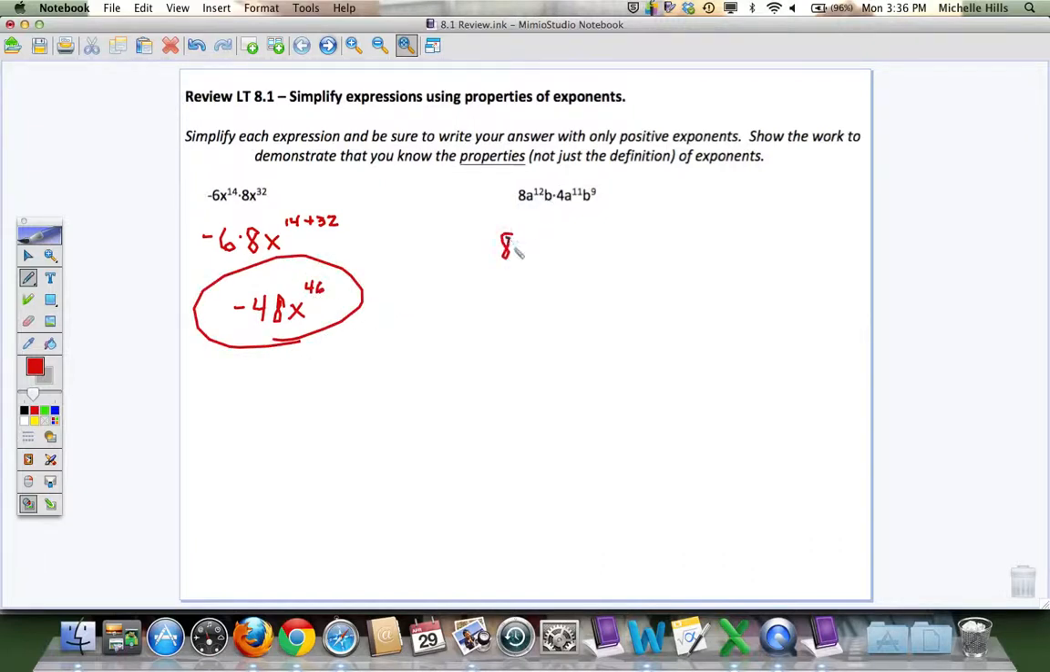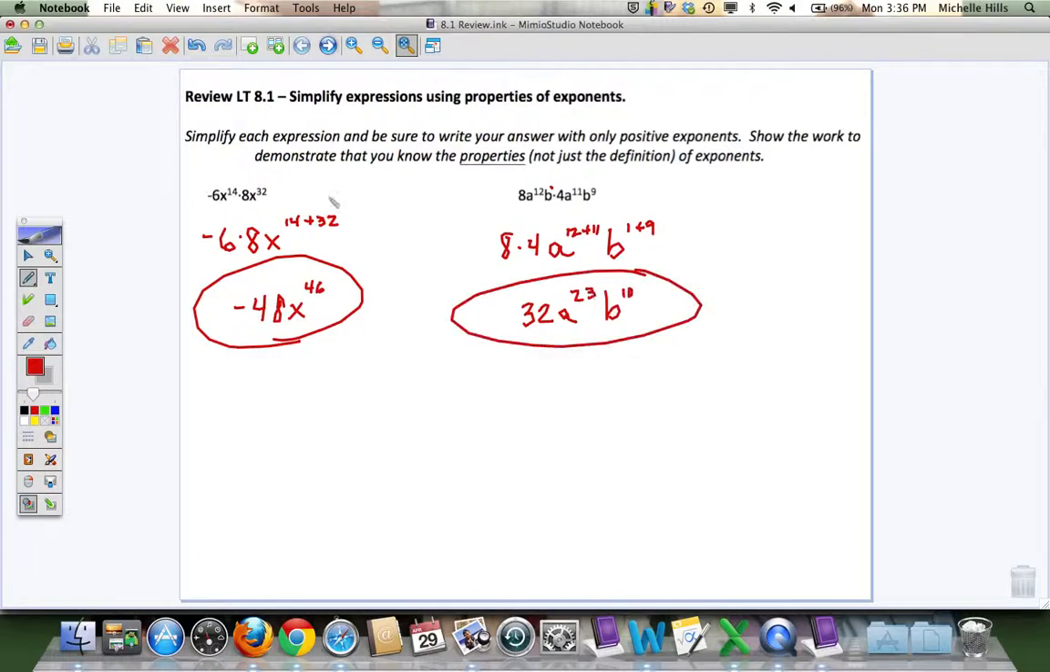Again, multiplying the coefficients, 8 times 4. I'm going to add my exponents, a to the 12 plus 11 power, b to the 1, because this is a b to the first, plus 9 power gives me 32, a to the 23rd, b to the 10th. That's the work I have to show, and that's the answer I should get. That work is mandatory.